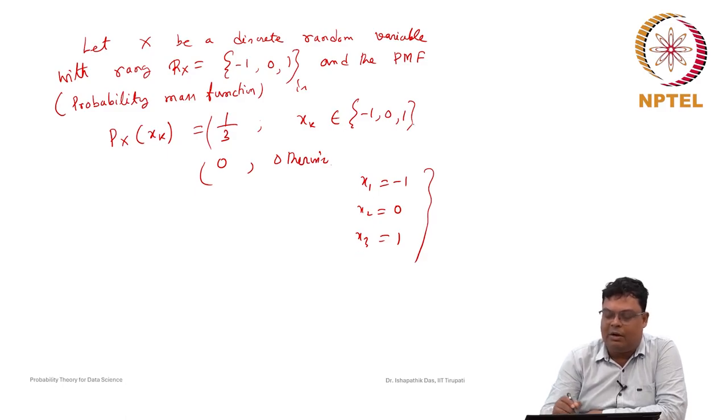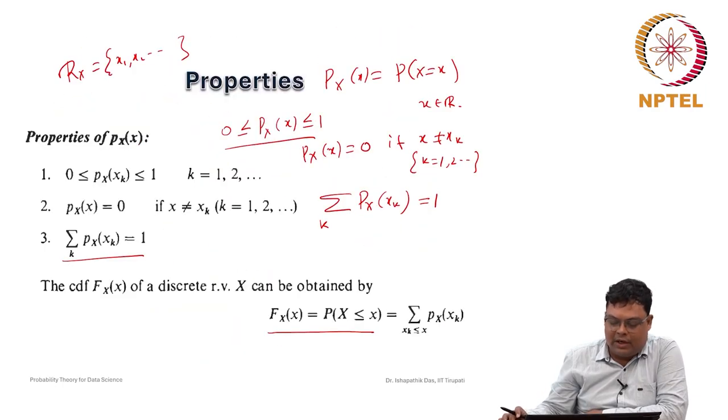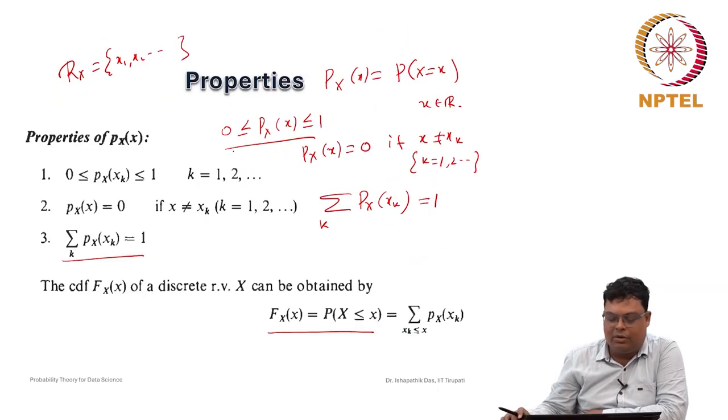So, it is taking only a finite number of values. Whether it will be a probability mass function, what are the properties? First of all, it is between 0 and 1. So, it is 0 otherwise it is 1 by 3. So, it is between 0 and 1.